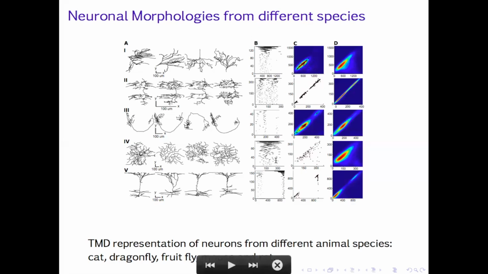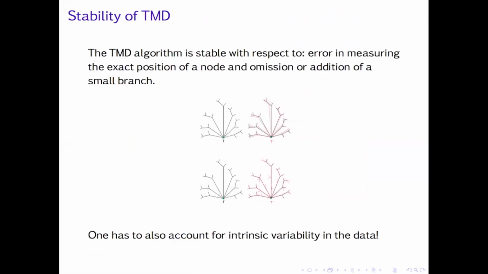And this morphology descriptor has also been used for finer classification of pyramidal cells in the mouse brain. I was working on this project addressing problems of stability of this algorithm. So we checked that if we perturb the data a little bit by perturbing the position of the nodes or adding small branches, then the output doesn't change much.